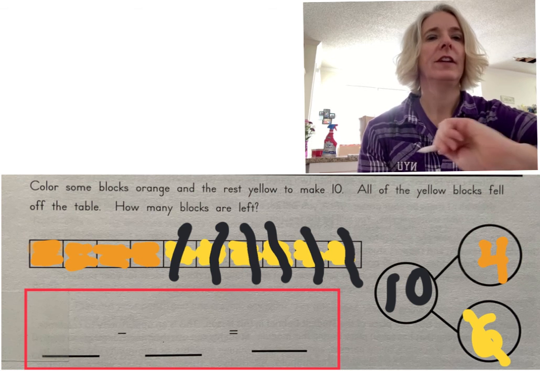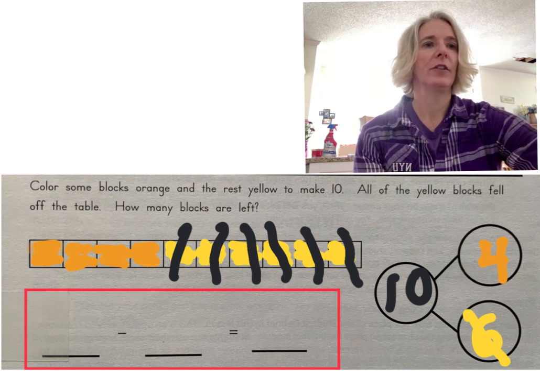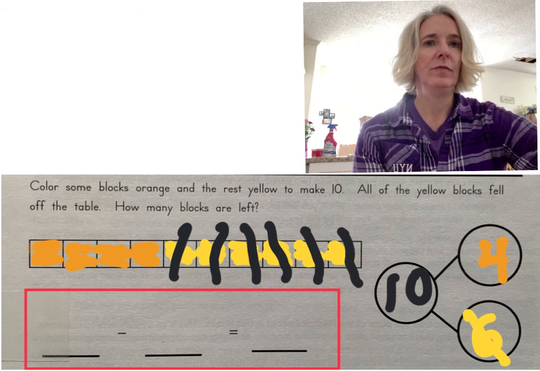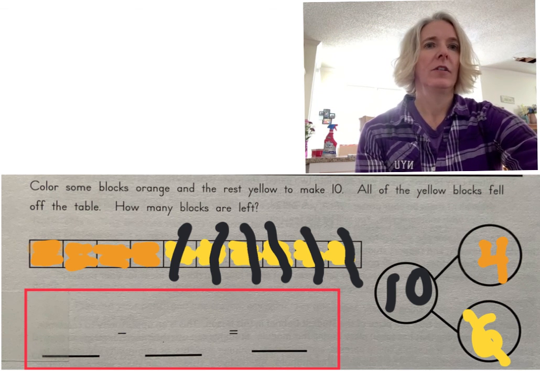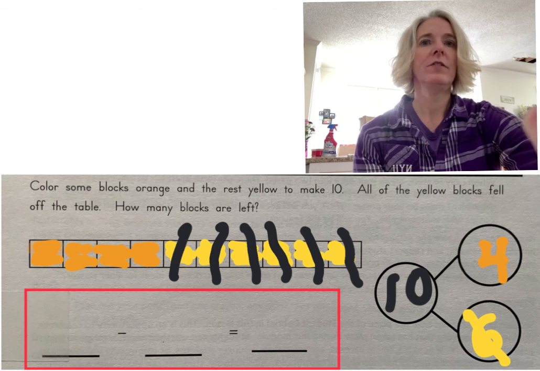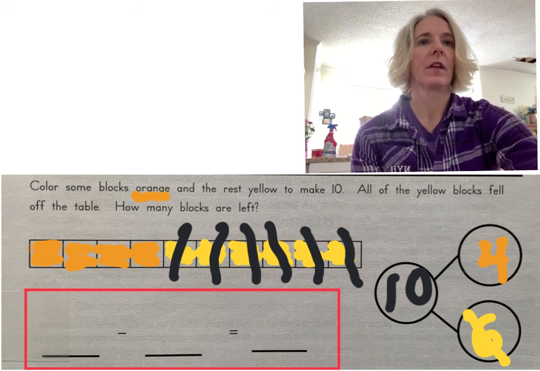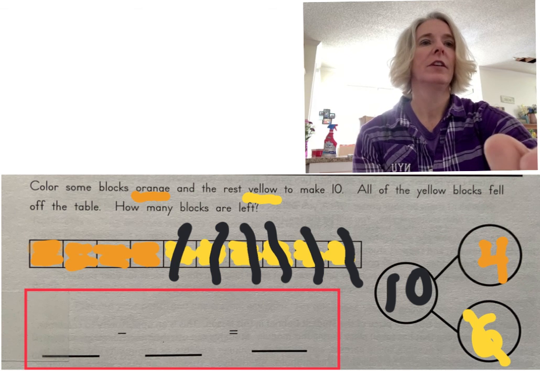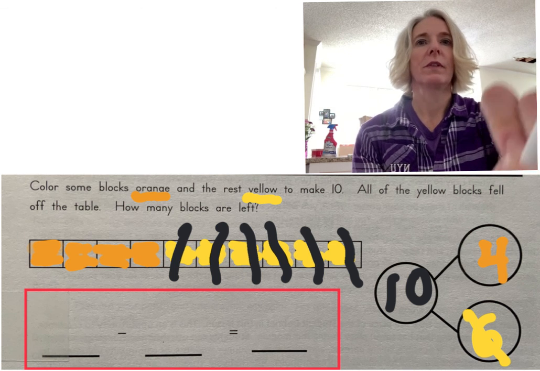Okay, kindergarten, let's do our third and last part, our number sentence. So we said that we had 10 blocks. I chose to have 4 orange, and I chose to have 6 yellow. All of the yellow fell off, which left us with 4.